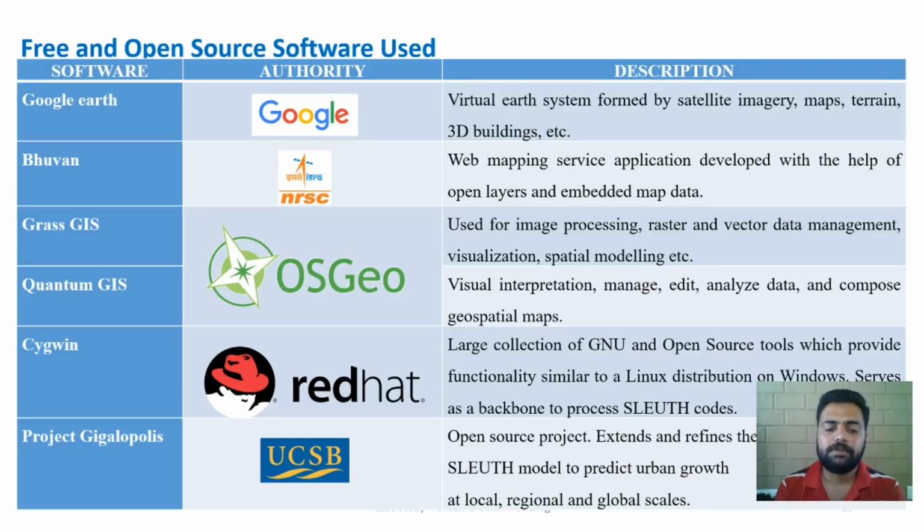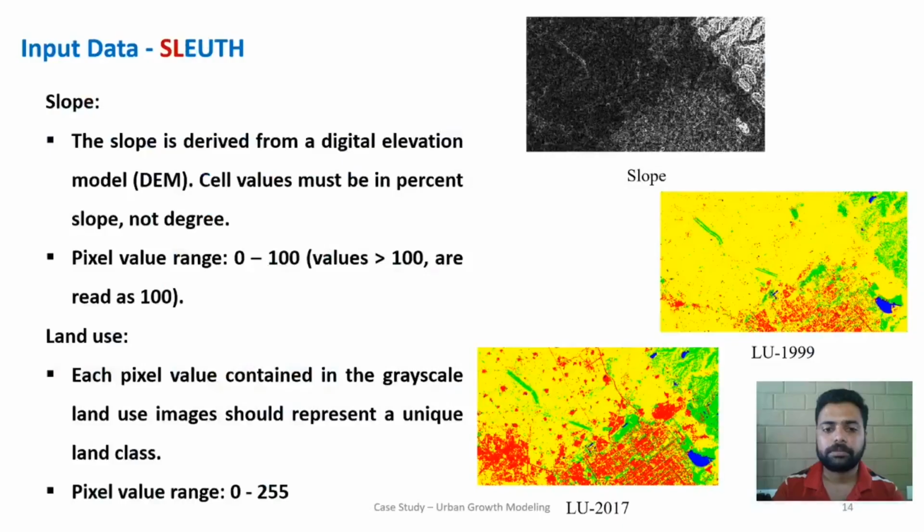Then we have Cygwin, which serves as the base for the SLEUTH model. This is a large collection of GNU and open source tools. This also you can have a look at. Then finally we have Project Gigalopolis. If you are using SLEUTH, it is highly recommended to visit the Project Gigalopolis website once before you start modeling.